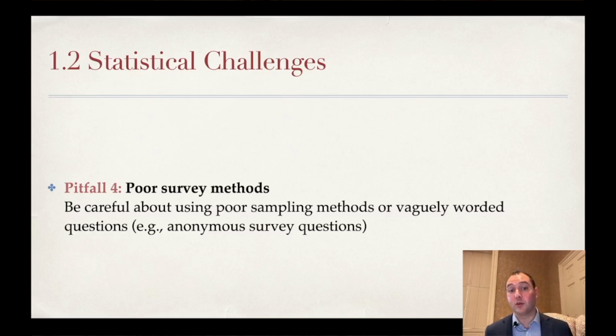Pitfall number 4, poor survey methods. In many cases, you might get data and analyze that data, but if that data was not sampled properly, then the quality of the data is very low. We shouldn't use low quality data to make inferences or descriptions of a sample or a population, because if that data is not high quality, the output is also not high quality. We call that garbage in, garbage out. If you're using garbage data, you're going to get a garbage conclusion. Okay, so be careful.